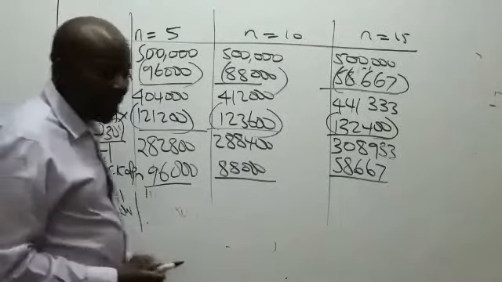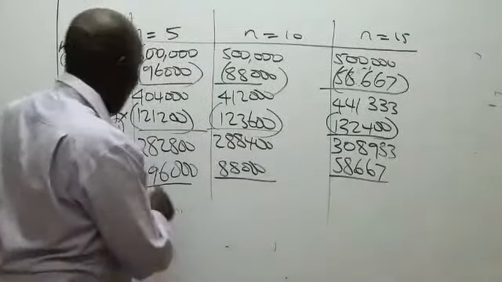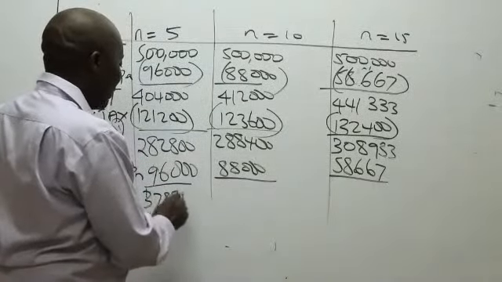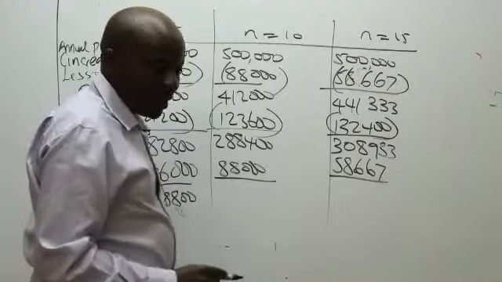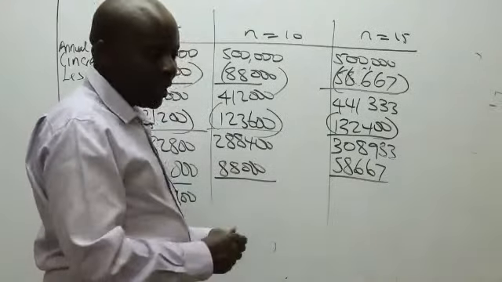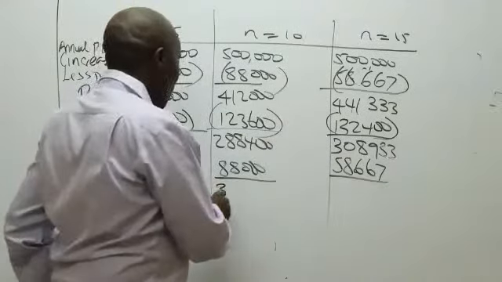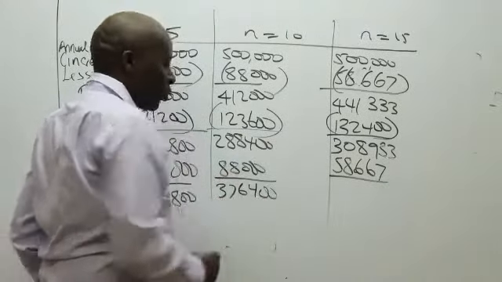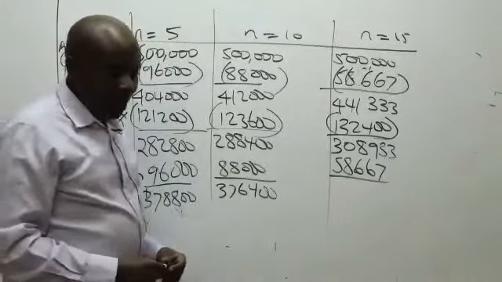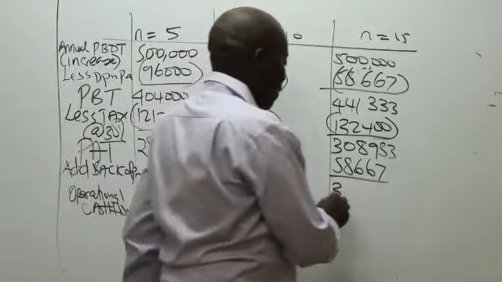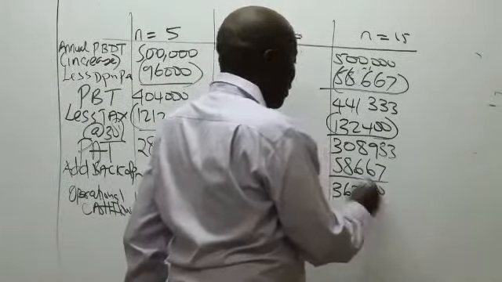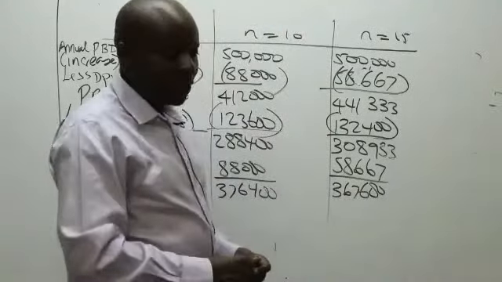Ruth tells me 378,800. How about when n is 10? 376,400. How about the last one? 367,600.